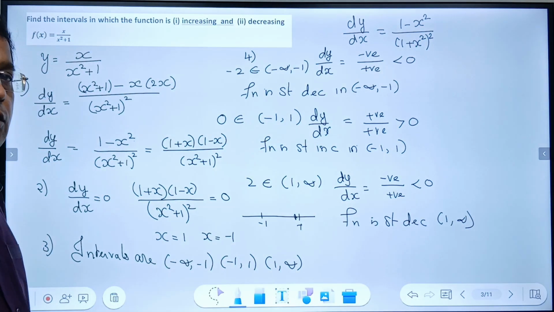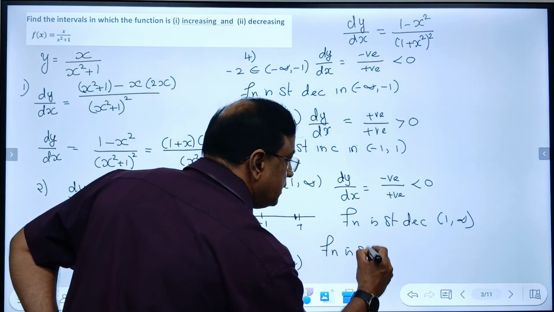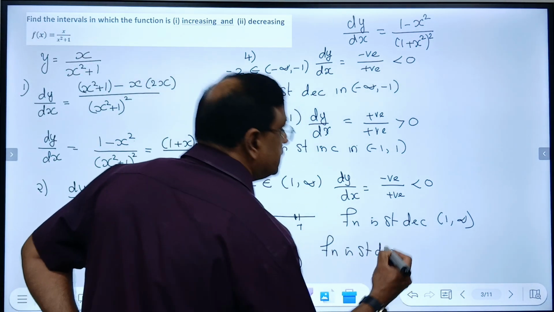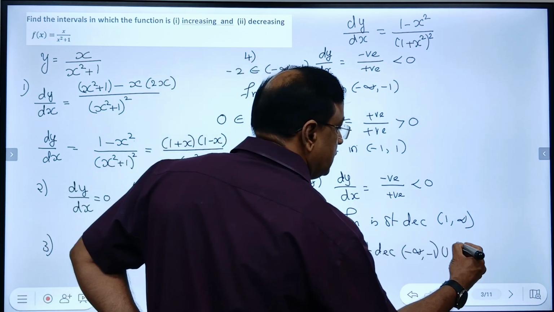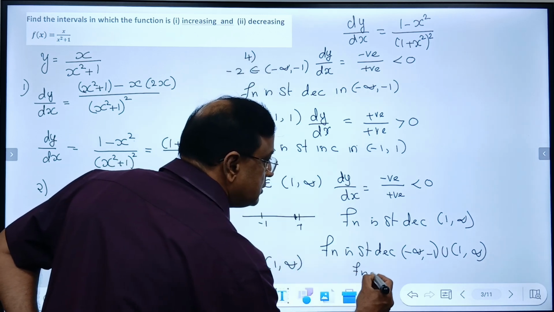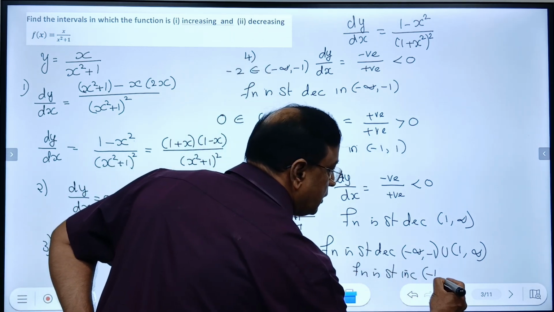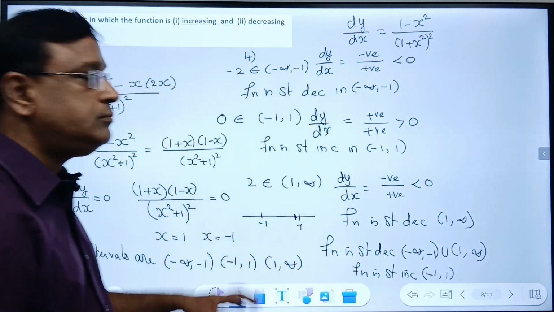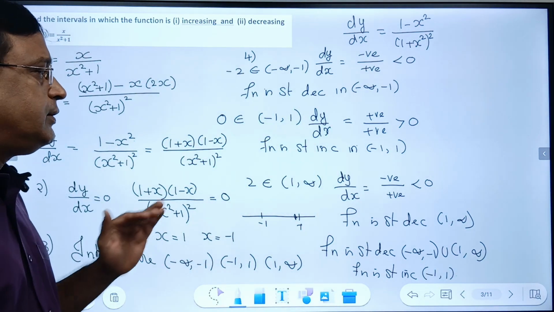Now I have to write the conclusion. So what is the conclusion? I will say the function is strictly decreasing in minus infinity, comma, minus 1, union 1, comma, infinity. And the function is strictly increasing in minus 1, comma 1. Okay, the same procedure, only the functions are different, the method, everything is the same.